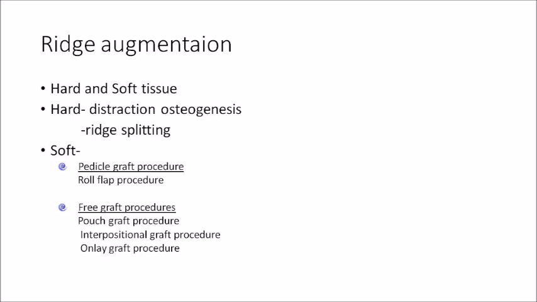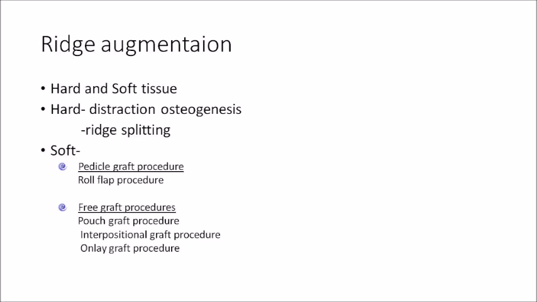Then pure soft tissue augmentation procedures include, again just like how we were classifying root coverage procedures, pedicle graft procedures and free graft procedures. Pedicle graft procedure is like our roll technique. We are cutting a piece of tissue and rolling that piece of tissue on itself. So this will increase the thickness of the ridge.